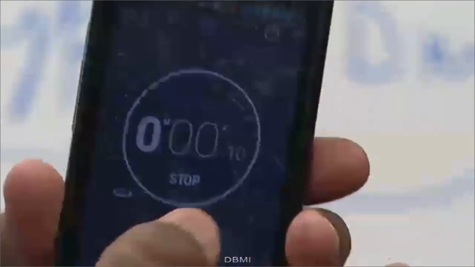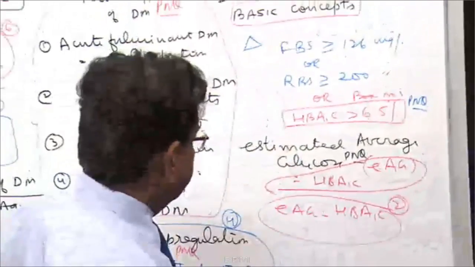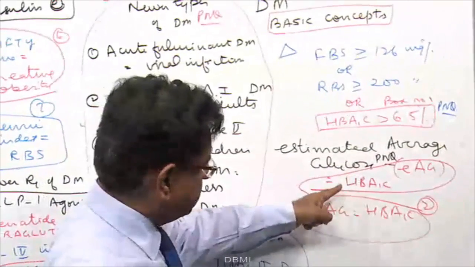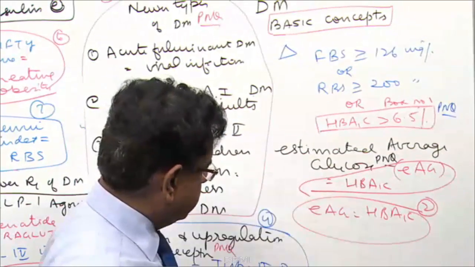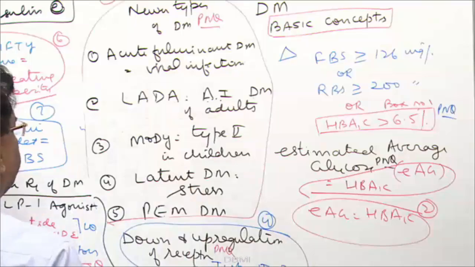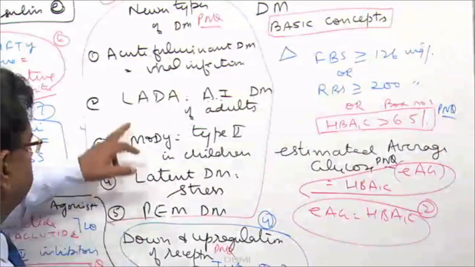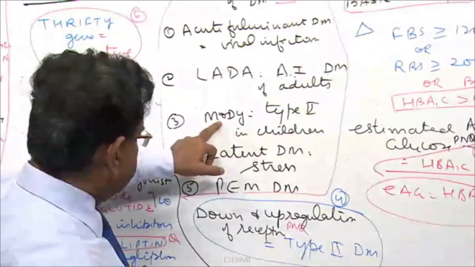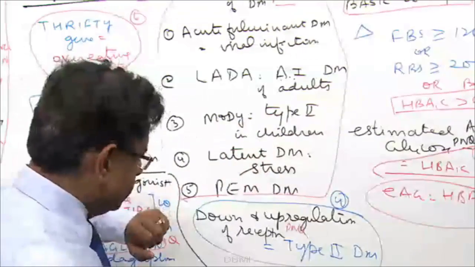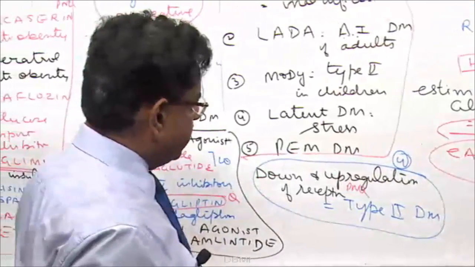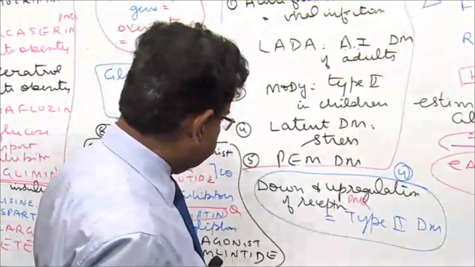So I'm starting. Box 1, HbA1c more than 6.5% is diabetes. Estimated average glucose is based on HbA1c. Box number 3, newer types of diabetes. Acute fulminant diabetes is due to viral infection. LADA is autoimmune diabetes in adults. MODY, type 2 diabetes in children. Latent diabetes is stress-induced, and protein energy malnutrition diabetes is due to reduced amino acid level.